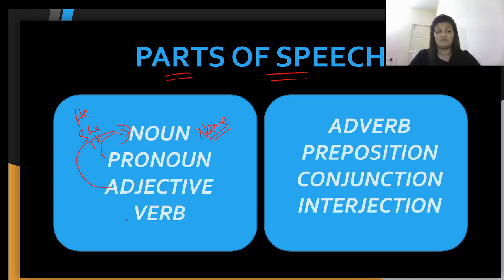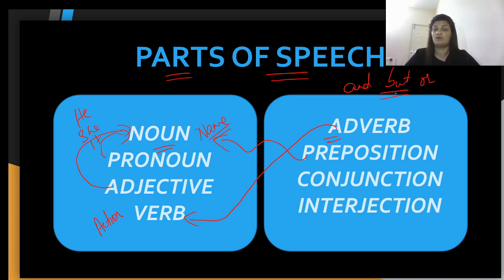And then you have verbs, which are the action words. And then you have adverbs, which describe the verbs. And then you have prepositions, which show the position and are placed in front of the nouns. And then you have conjunctions like and, but, or, which connect words, clauses, or phrases. And then you have interjections, words like wow or hooray and alas.